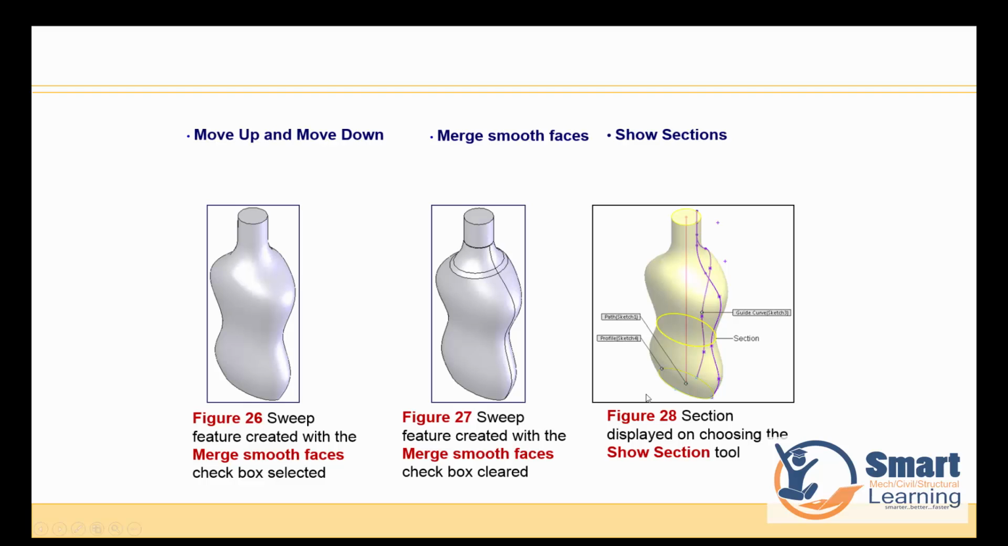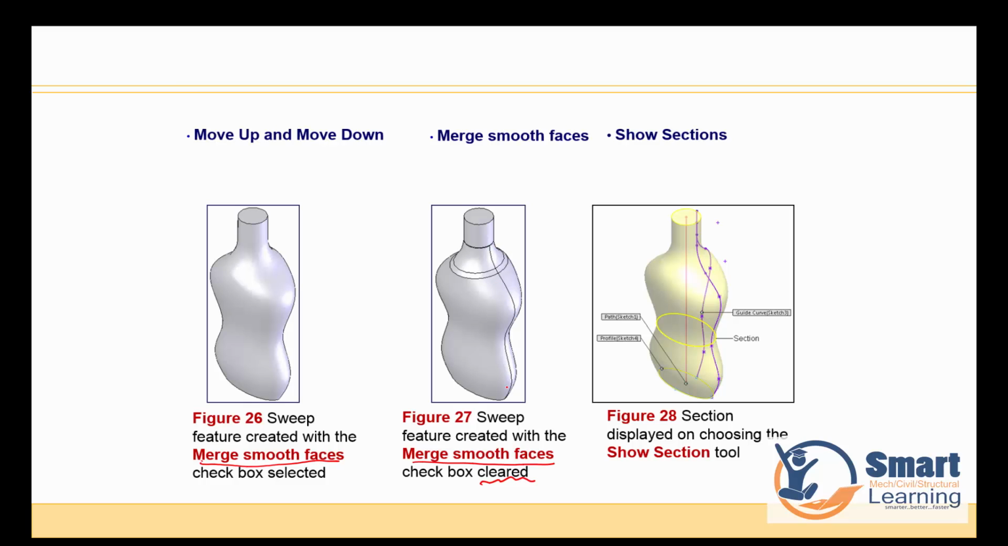Let me show you a couple more examples here, and we'll be discussing some advanced options. And you can find the merge smooth face which I was discussing before. This is the example where I can show you exactly what I was discussing. Here you can see the sweep feature created with the merge smooth face checkbox selected. So this is merge smooth face. And this is basically with the merge smooth face checkbox cleared.